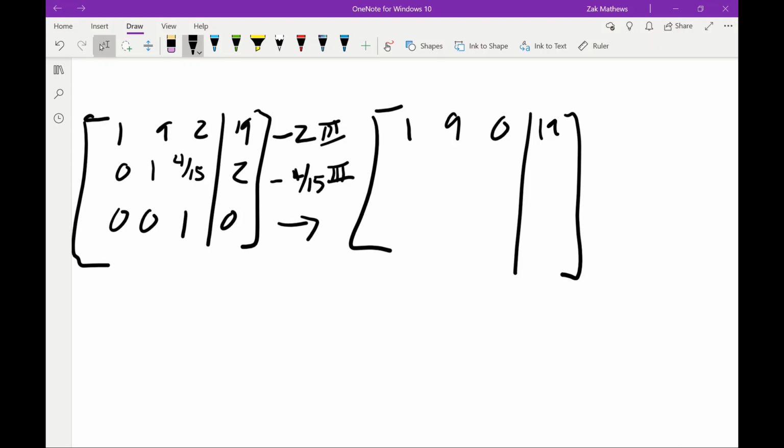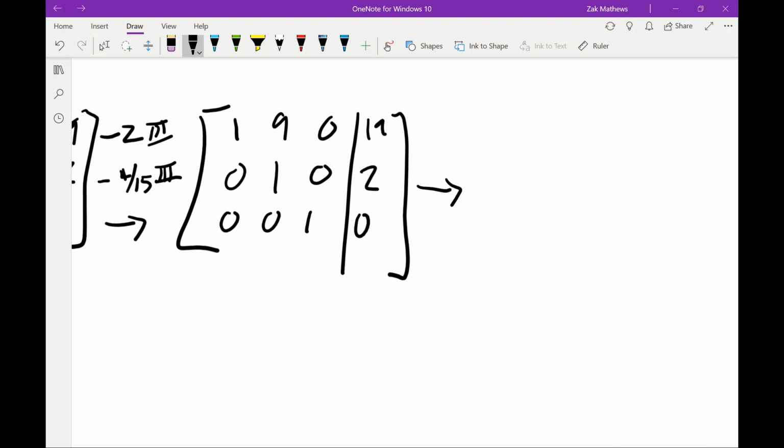And then the next row, we have 0 minus 0 is 0. 1 minus 4/15 times 0 is 1. 4/15 minus 4/15 is 0. 2 minus 4/15 times 0 is 2. And then the bottom row has stayed the same. The bottom 2 rows are done. We had the 0, 0, 1 and the second row, we have 0, 1, 0. We need this top row to be 1, 0, 0. So the easiest way to do that is subtract 9 times the second row.